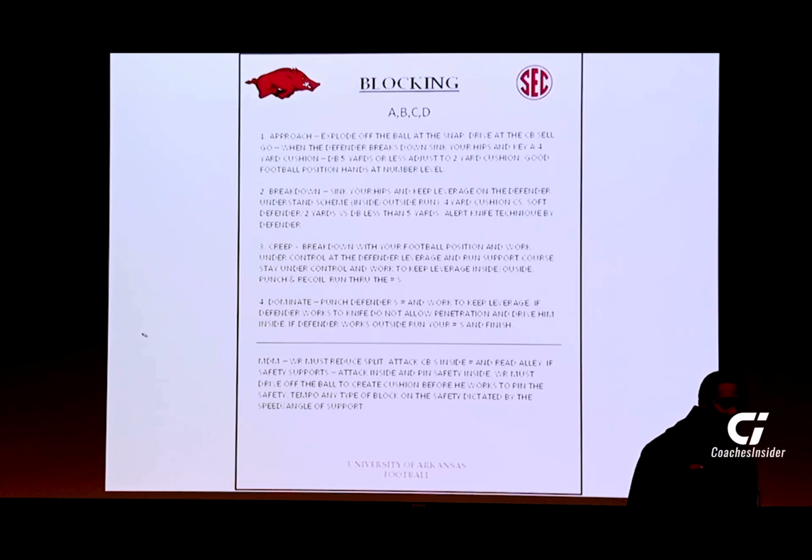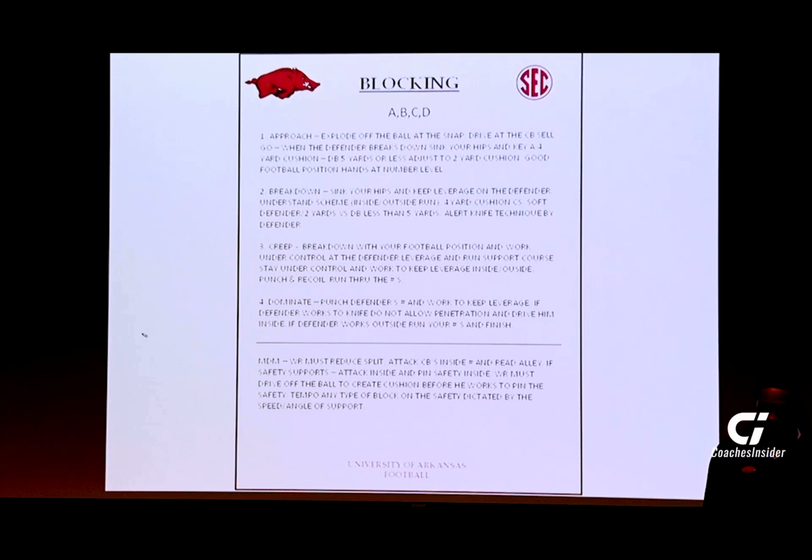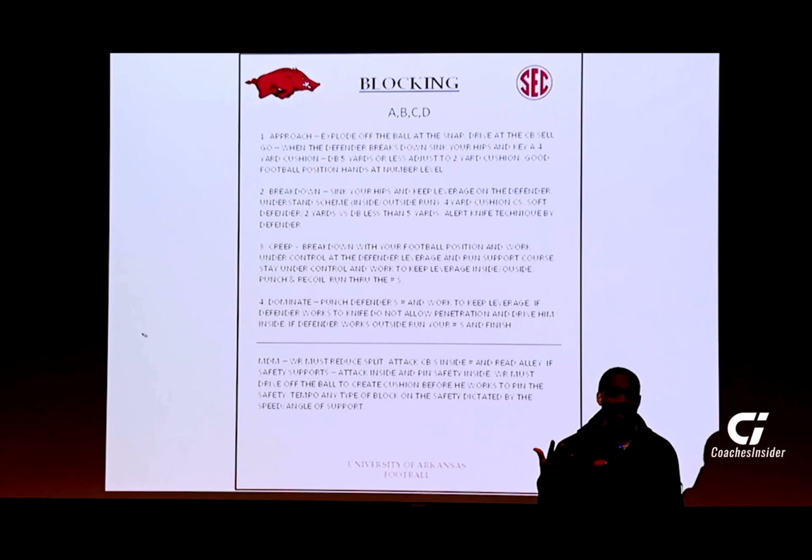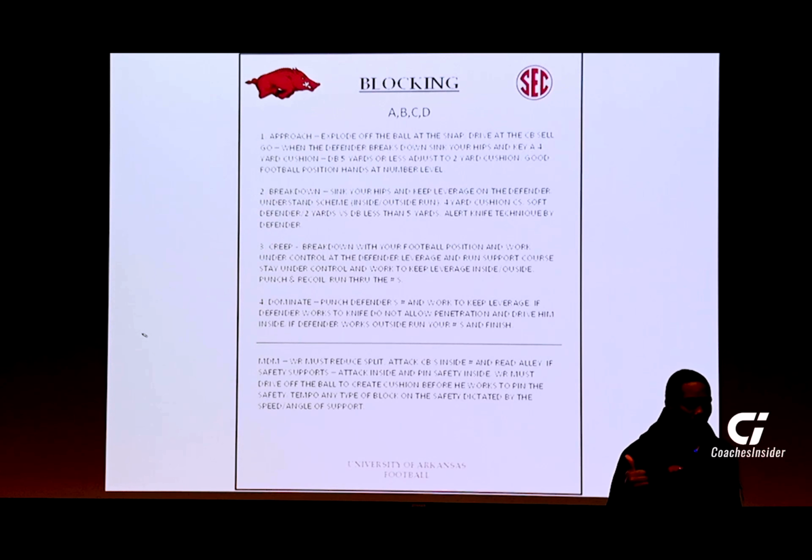So when I break this down, these techniques, okay, it's a simple thing. It's A, B, C, D. Okay, A, B, C, D. We're going to break it down, all right? So A is the approach. B is the breakdown. C is creep, and D is dominate. Okay, approach, breakdown, creep, dominate. Okay, so let's go through each one real quick, all right?